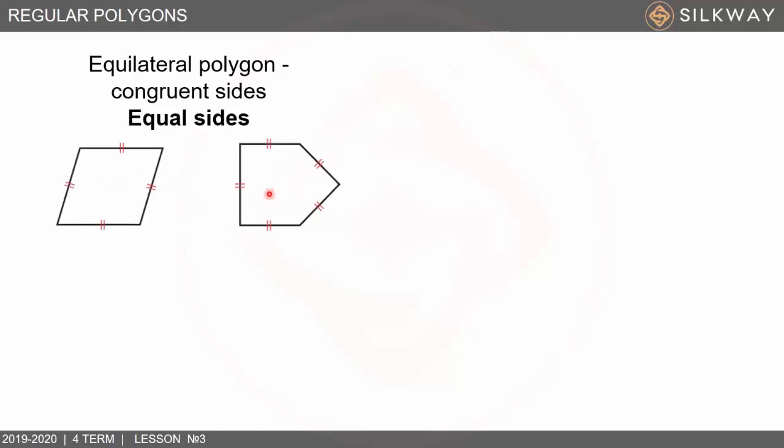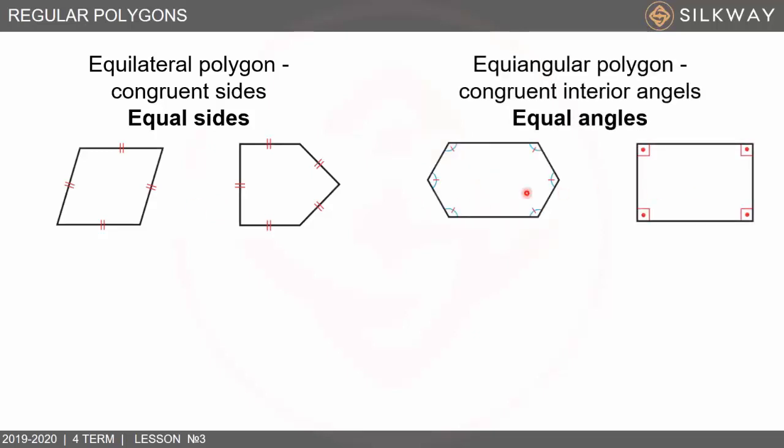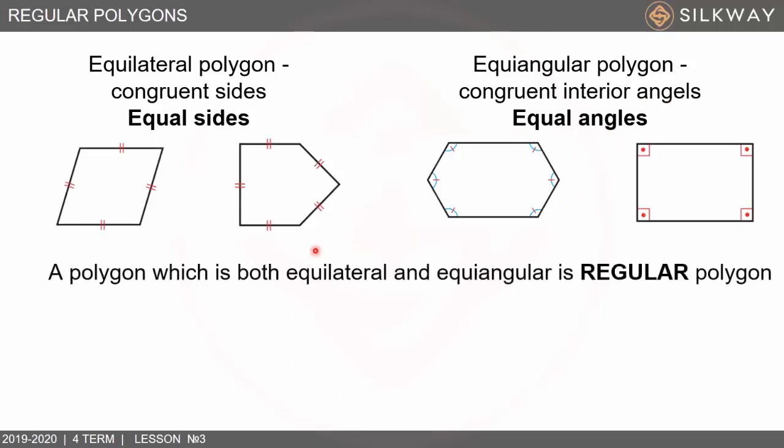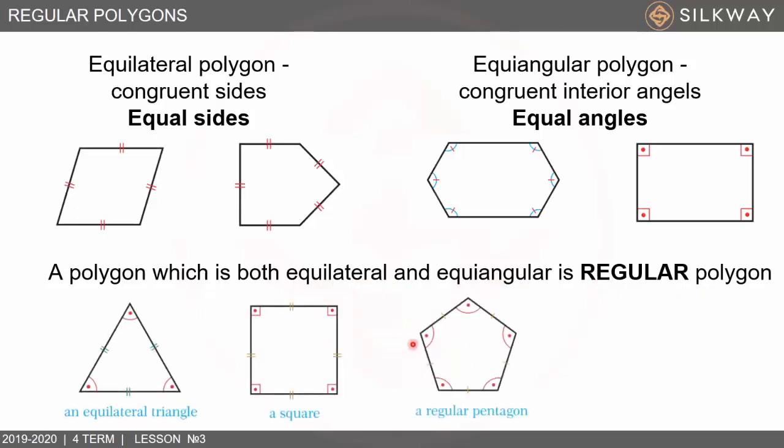These two figures are equilateral polygons. Equilateral means congruent sides or equal sides. And these figures are equiangular polygons. It means that these figures have congruent interior angles or equal angles. Okay, the definition of a regular polygon: a polygon which is both equilateral and equiangular is a regular polygon. Here are the examples of a regular polygon. If you look at the sides and angles, they are all equal to each other.